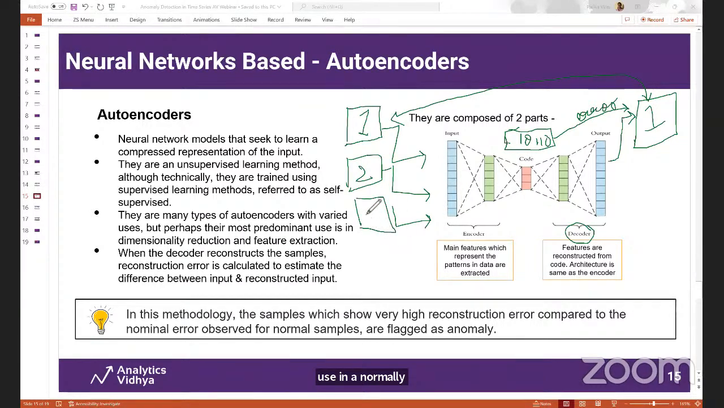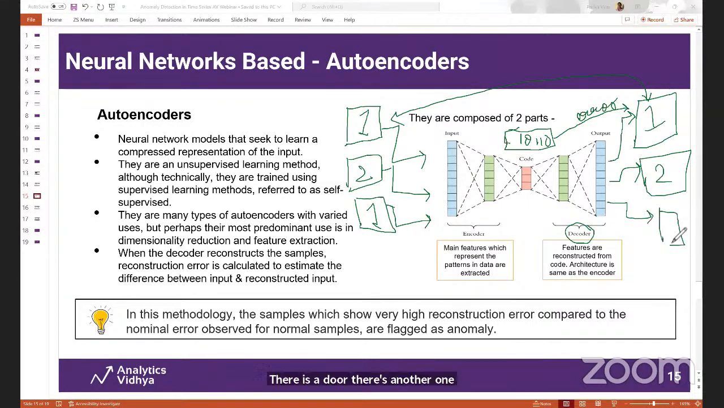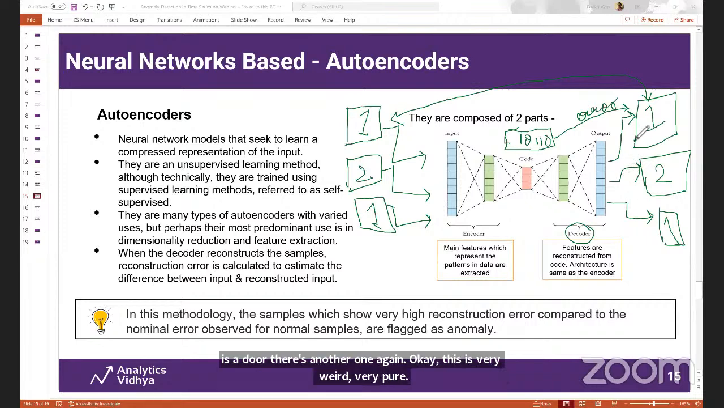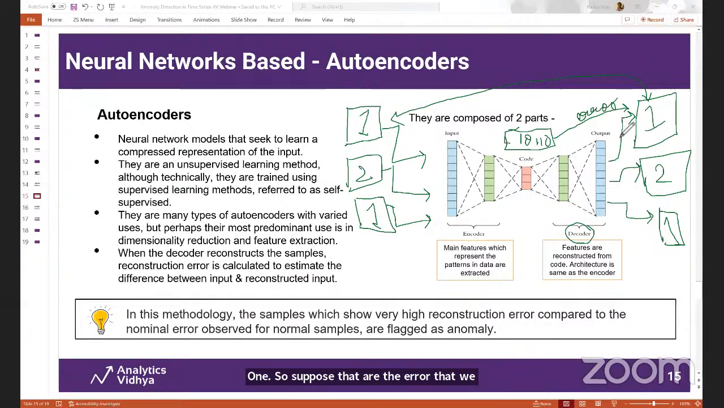Let me draw one more example. There was a 2, and there's another one again. This is a very weird one. Suppose here the error that we saw was, just for the sake of example, around 1%. Here the error was 1.1%, and here there is a 3% error, and this error is nothing but a reconstruction error.